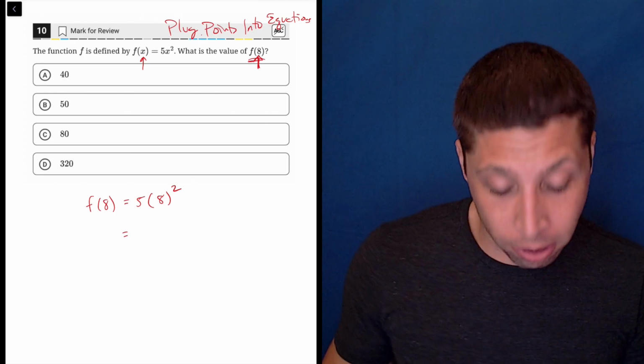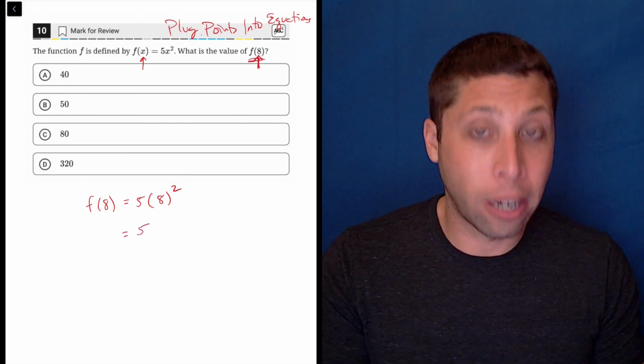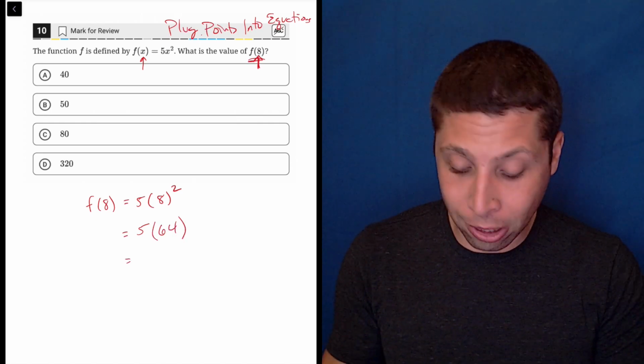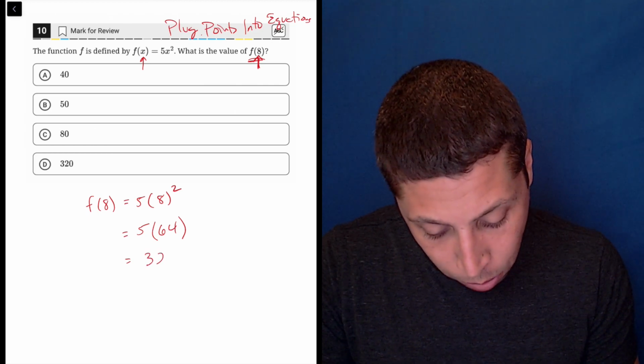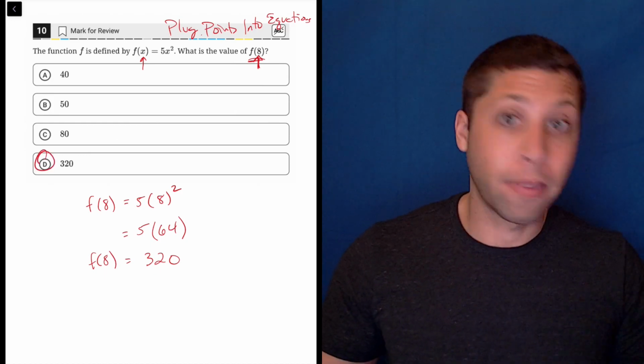You could put this in the calculator as long as you use some parentheses, but here I would just do it little bit by bit. So first we take care of exponents, so that's 8 squared is 64. Then we can do the multiplication. 5 times 64, I definitely don't know off the top of my head. So that is 320. So f of 8 is 320. That's choice D, and that's the answer.